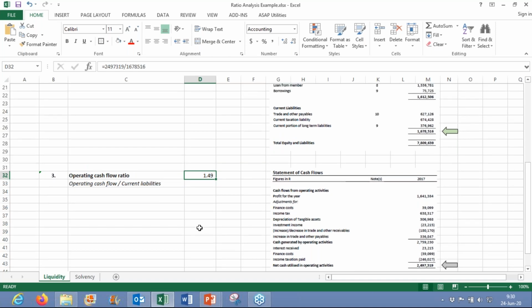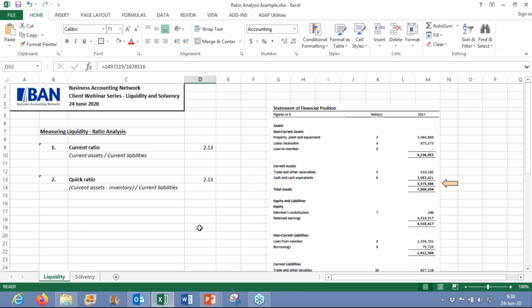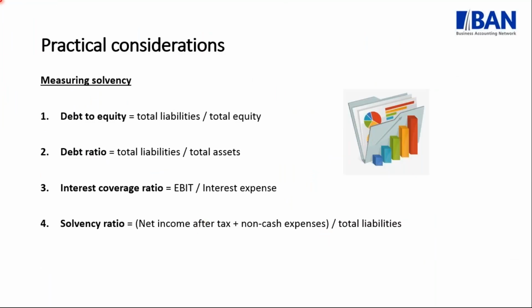I'm going to jump back to my slides. The next thing that we're going to look at is solvency. And how do we measure solvency from a practical point of view? The ratios that we are going to look at here include mainly the debt to equity ratio as well as the debt ratio. And then I've added two extra ones, the interest coverage ratio and the solvency ratio. I'm going to be discussing those one by one as well.